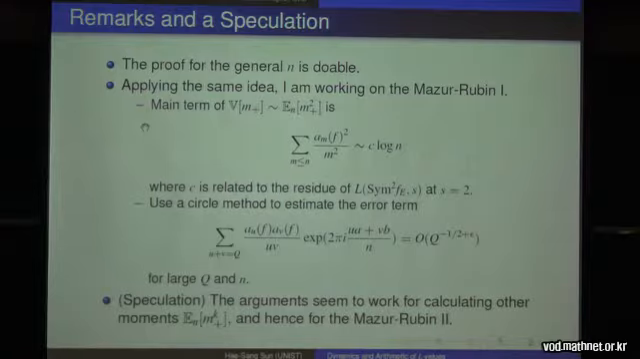And the speculation is, how about the other moments? Basically, to determine this random variable, we need to have knowledge of all the moments of this random variable. Then you win. So we need to calculate these moments, and it seems that we can apply this kind of argument to this situation. That means we may have a proof for the second conjecture of Mazur-Rubin. But that's just speculation.